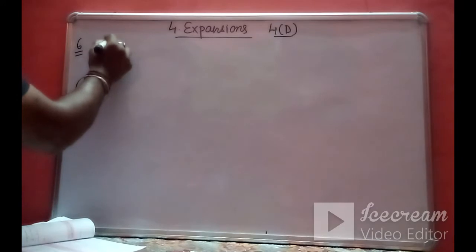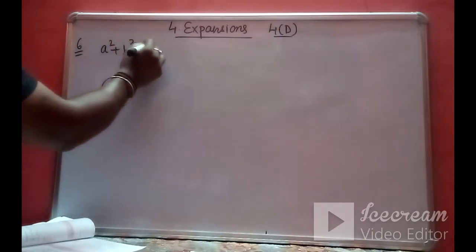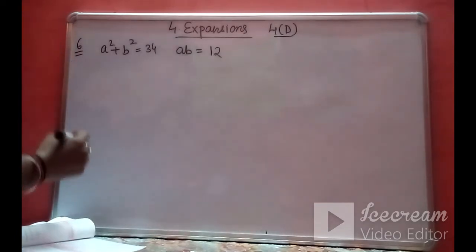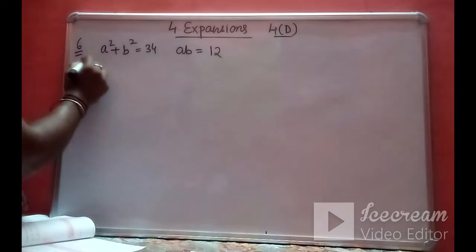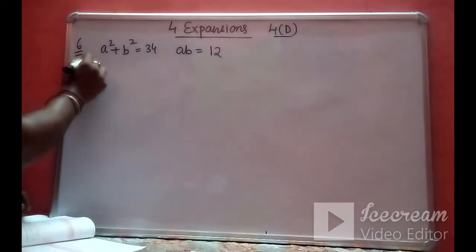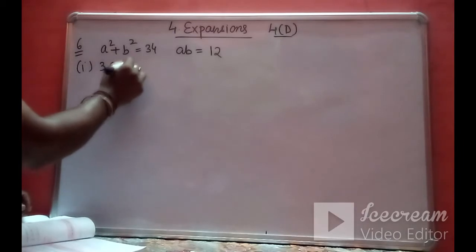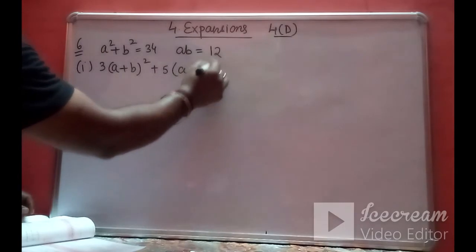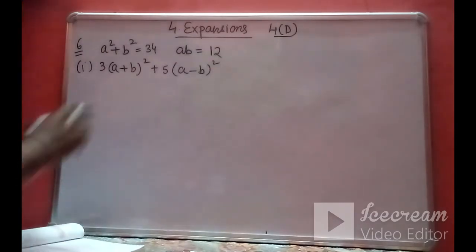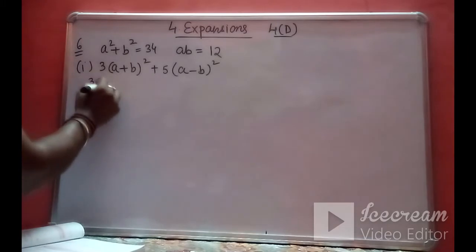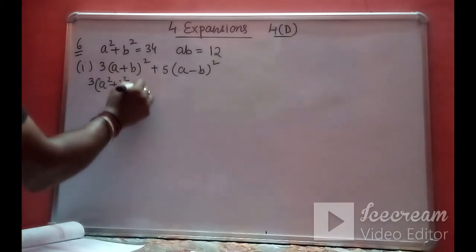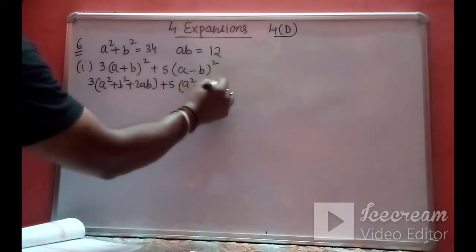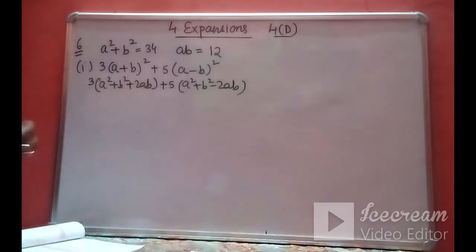Then, it is given that a square plus b square equal to 34 and ab equal to 12. So the first value that we have to find is 3 into a plus b whole square plus 5 into a minus b whole square. Okay, so we will not do anything, we simply open this. So when we open, what we will get? A square plus b square plus 2ab plus 5 into a square plus b square minus 2ab. Okay, like we were solving.